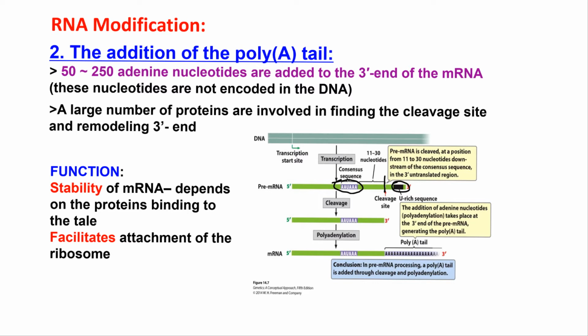So what is the function? The poly-A tail increases stability of mRNA, and it is due to the proteins which bind to this poly-A tail and protect mRNA from digestion. It also facilitates attachment of mRNA to the ribosome. So it's not only stability, which is a primary function, but also it facilitates attachment of mRNA to ribosomes.